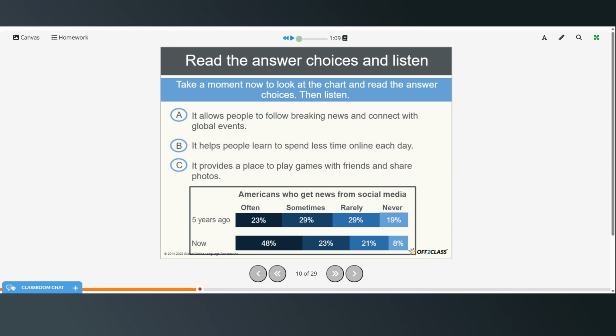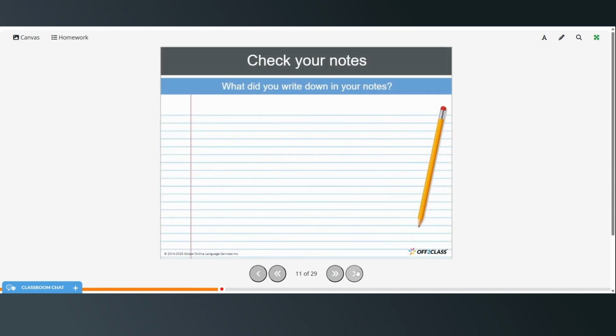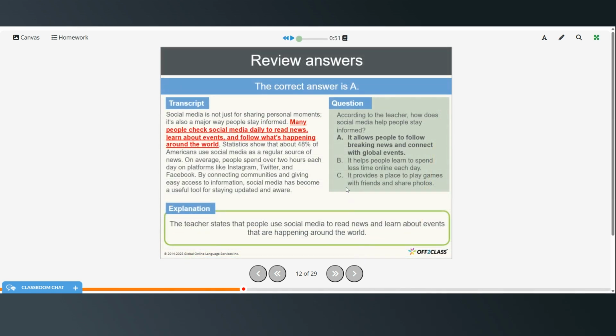All right, so check your notes and then choose one of these answers. And the correct answer is A. How does social media help people stay informed? It allows people to follow breaking news and connect with global events. And here in the transcript you can see the sentence that supports that answer.